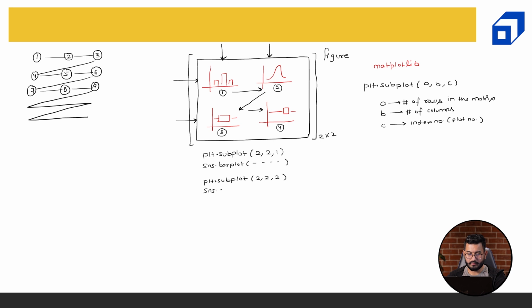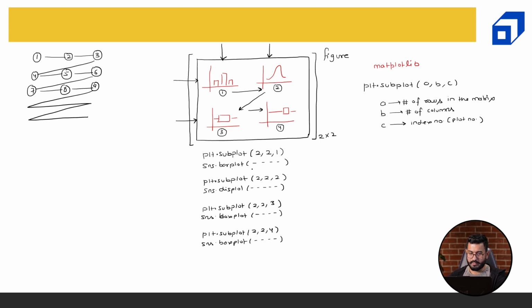So sns.distplot and the name of the column which I want to plot. Then the third plot, plt.subplot 2 row 2 column plot number 3. And below this, I'll write the code for the third plot. Similarly, plt.subplot 2 row 2 column plot number 4, and after this again I'll write the code for the last plot.